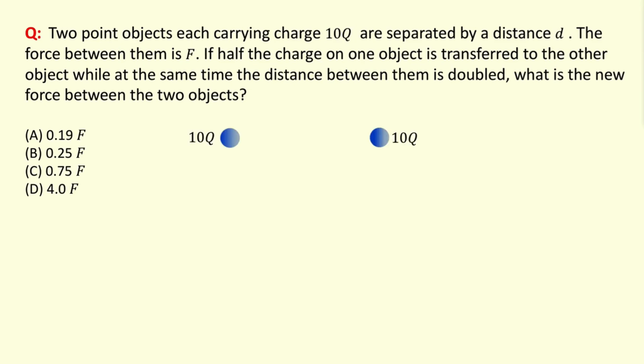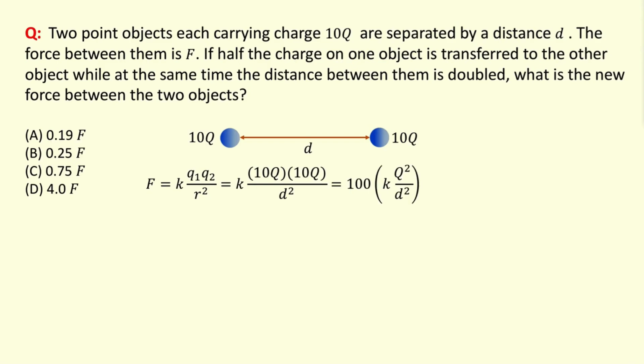Okay, let's get started by finding the force between these two objects. The distance between these two, as mentioned, is d. The force can be found by Coulomb's law, and after replacing the charges in this equation, we get 100kQ squared over d squared. And for simplicity, we can name kQ squared over d squared as F. So the force between these two objects is 100F.